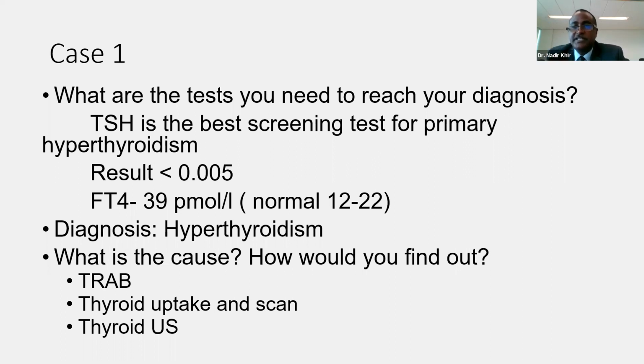And always TSH, free T4, free T3, and sometimes thyroid uptake and scan, sometimes thyroid ultrasound, and that will cover all the thyroid issues. If you have any questions after reviewing these slides, you can prepare them, and next time on Sunday, when we cover the second part of the thyroid disorders, you can ask me those questions as well. Thank you so much.